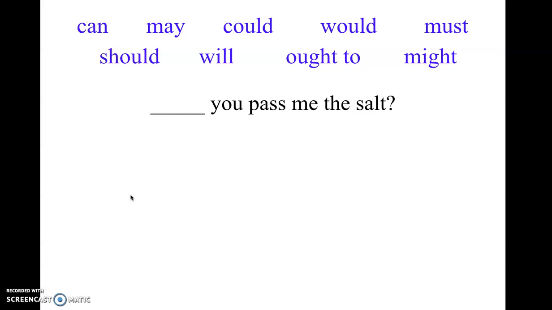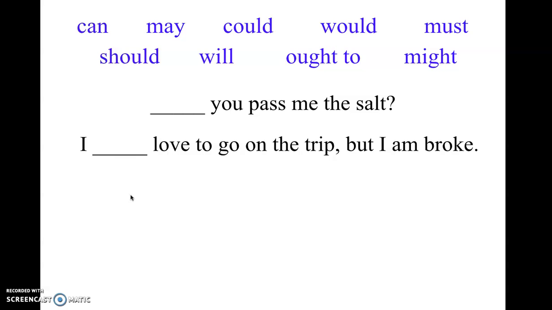Are you able to pass me the salt? I blank love to go on the trip, but I am broke. Broke means I don't have enough money or any money, right? I would love to go on the trip, right? But I am broke. This is the only one, the best one really for this.